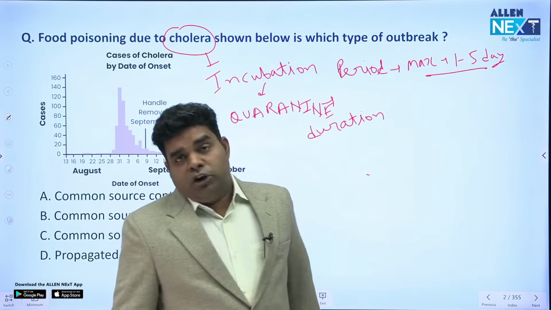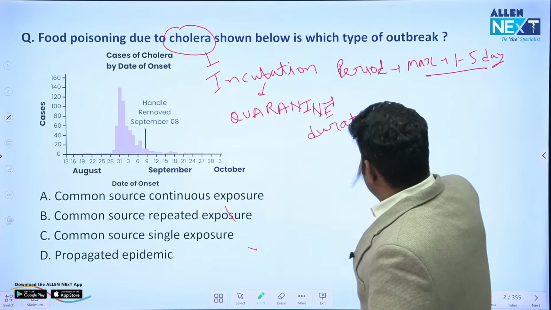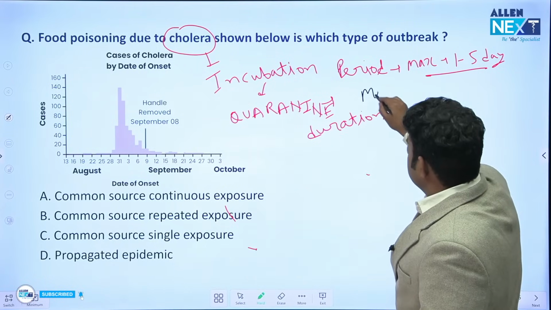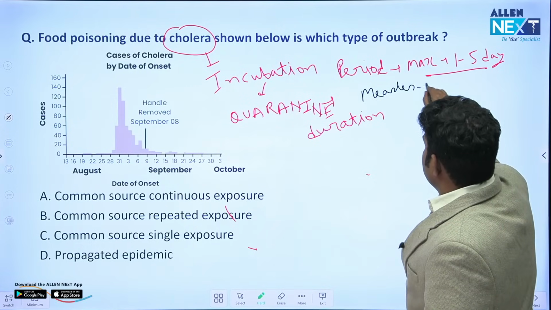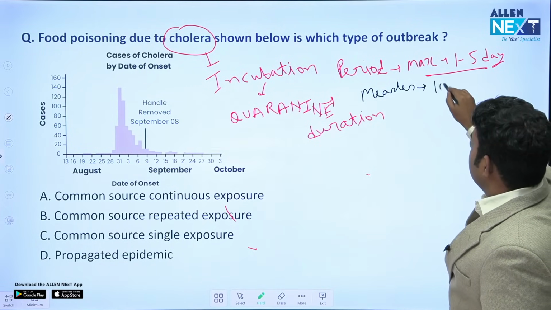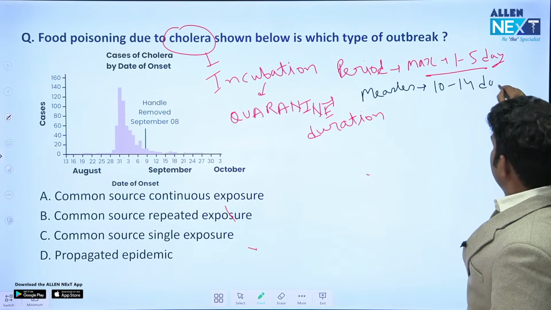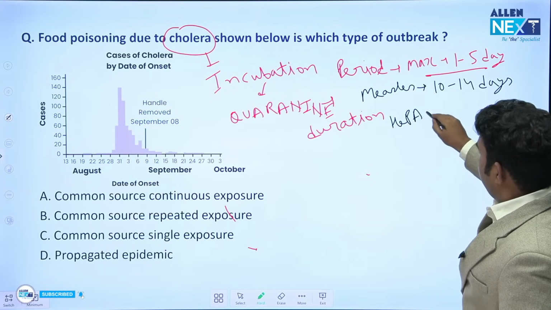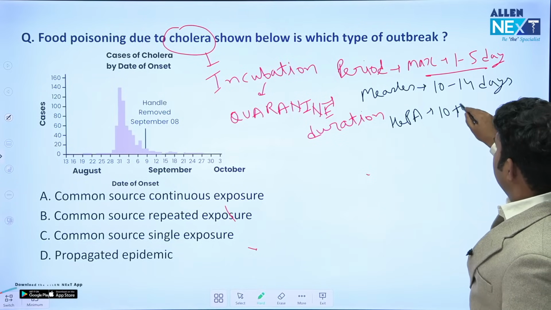कॉलरा का इंक्यूबेशन पीरियड 1 to 5 डे है. इसके अलावा 2 और डिजीज का इसमें जानना अभी जरूरी है हमारे लिए. मीजल्स, इसका इंक्यूबेशन पीरियड होता है 10 to 14 डे. और हेपाटाइटिस ए का इंक्यूबेशन पीरियड होता है 10 to 50 डे.